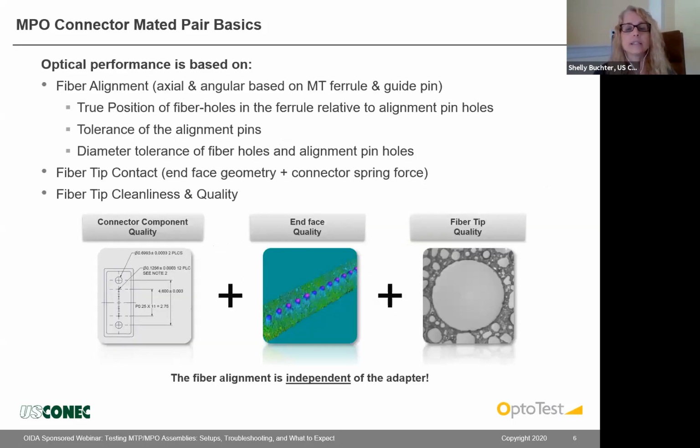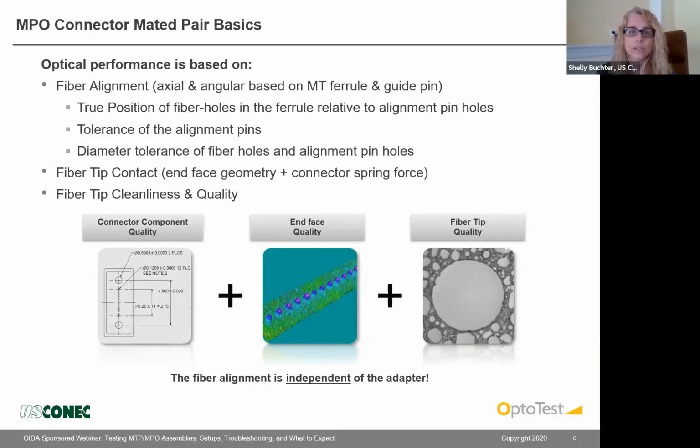Diving deeper into this basic system, fiber alignment, fiber tip contact, and fiber tip geometry are what contribute to the quality of optical performance. Axial, angular, and lateral fiber alignments are determined by the quality of an MT ferrule and the guide pins, not the adapter. It's the true position of the fiber holes in the MT ferrule relative to the guide pin holes that is crucial. It's also the tolerance held on the fiber holes and the guide pin holes, along with the diameter tolerance on the guide pins themselves.